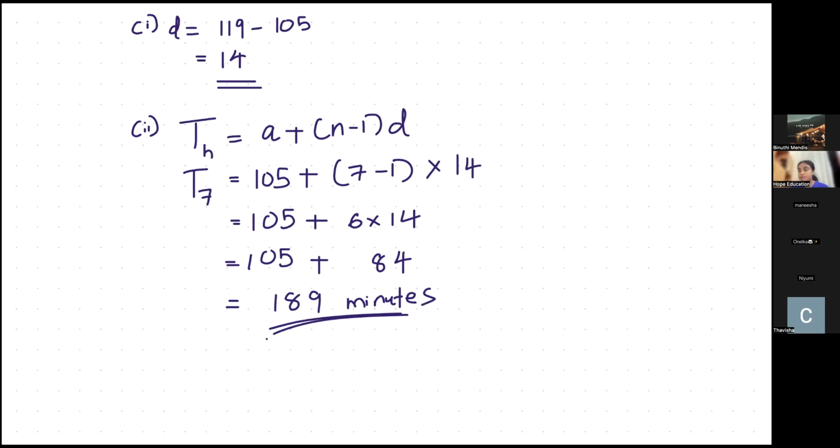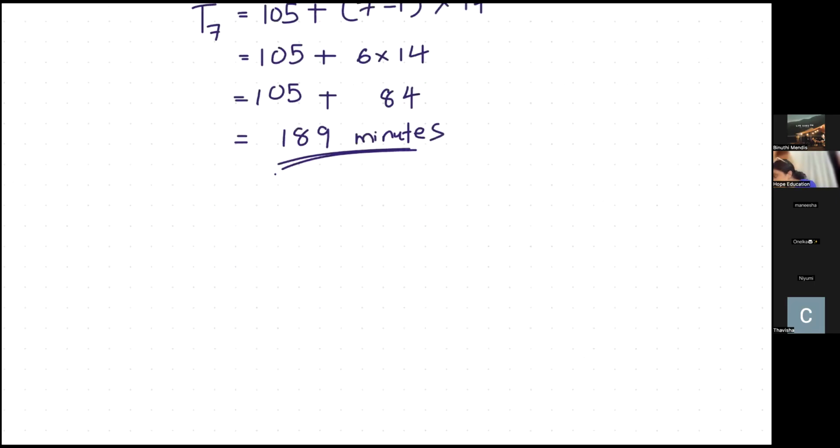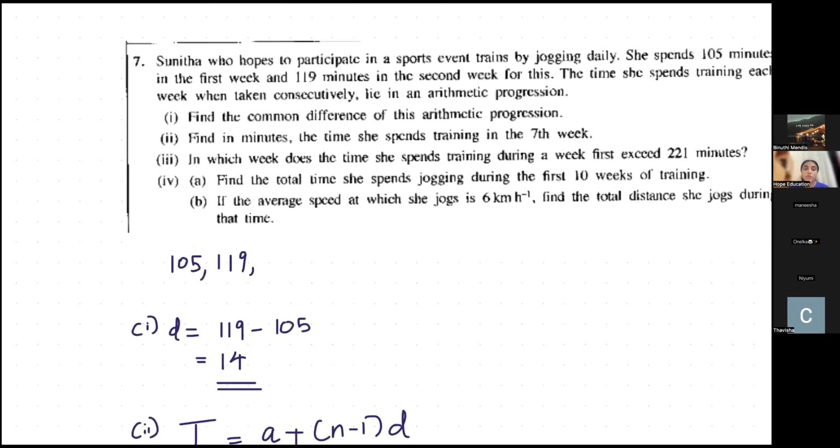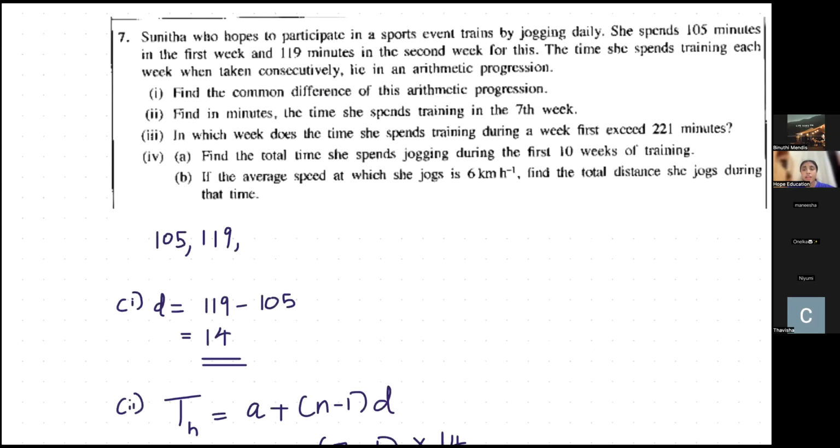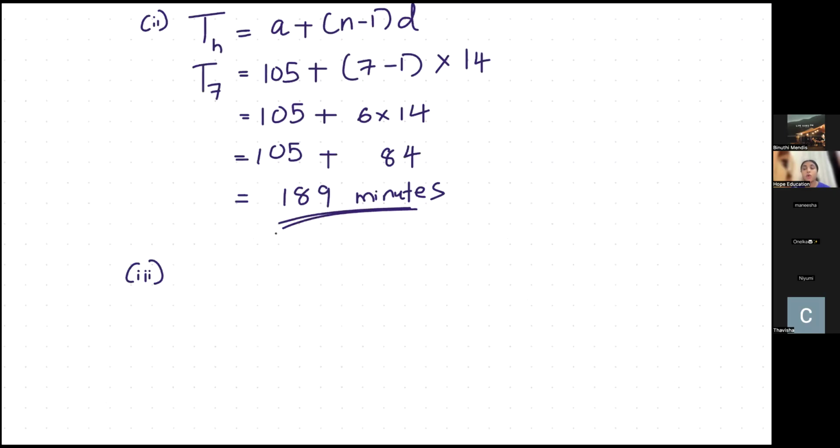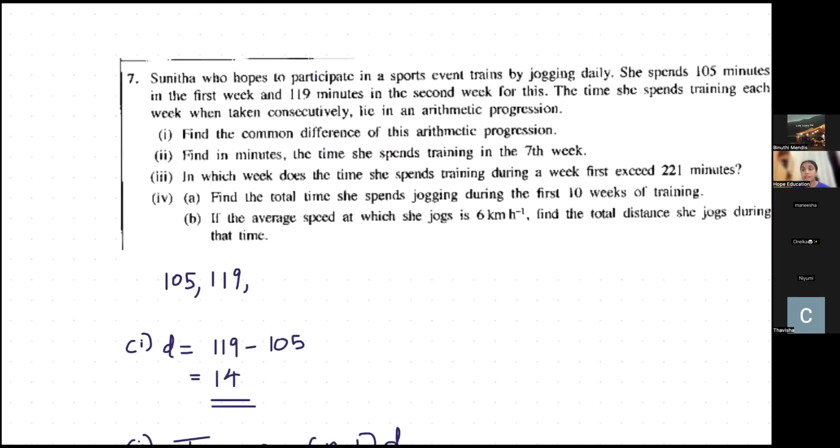Then let's do the third one. In which week does the time she spends training during a week first exceed 221 minutes? That means the time she trains must be more than 221 minutes. Which week is it that it exceeds?